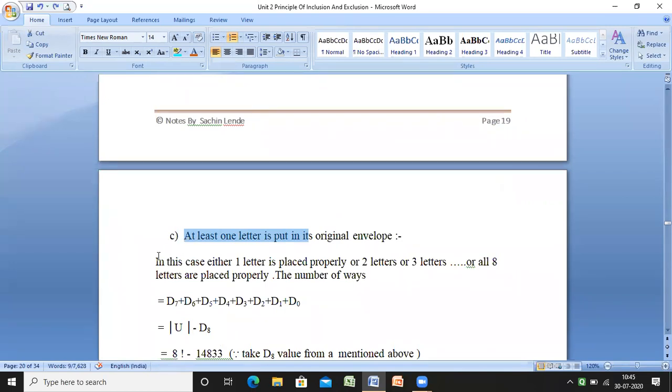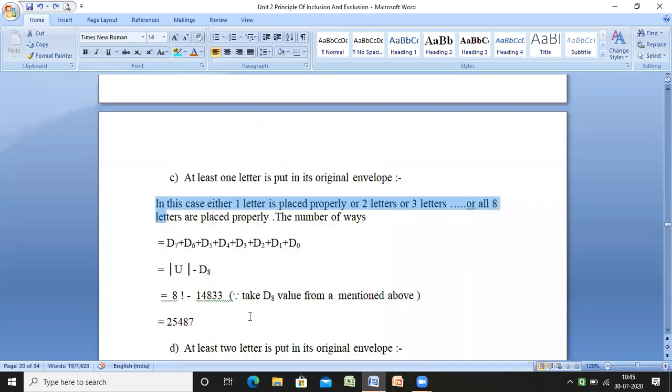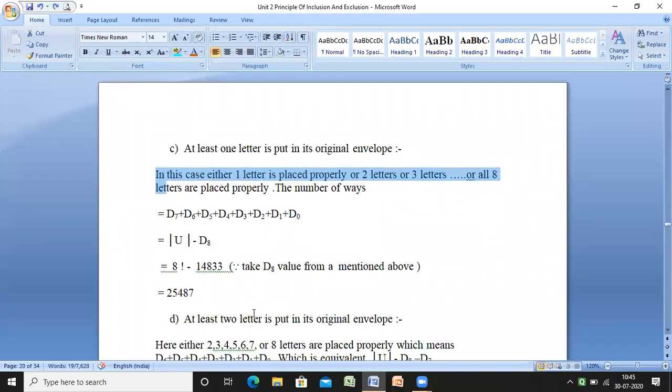So in this case, the output we get is: either one letter is placed properly, or a second letter is placed properly, or a third letter, or all 8 letters are placed in the proper manner. You get it? So at least one letter I am going to put there. That means either I put one letter in the proper position, or two letters, because they have not mentioned exactly one. They have mentioned just at least one letter should be put over there. So all letters I can put there.